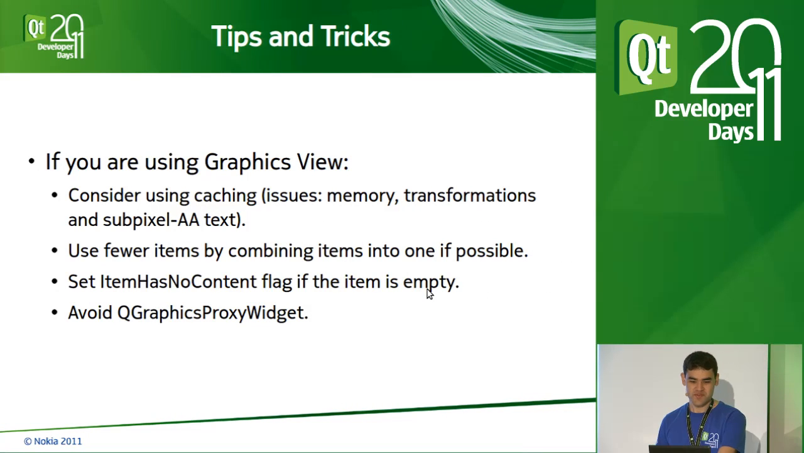And if you're using graphics view, consider using caching modes, but you should also be aware that caching modes have some drawbacks, so you have to consider the benefits and drawbacks. You should, if possible, use fewer items by combining them into one item. For instance, if you are making an on-screen keyboard, then use one item for the whole keyboard instead of using a lot of items, one item for each key. Then it is much easier to rearrange the painting code to actually reduce the state changes.